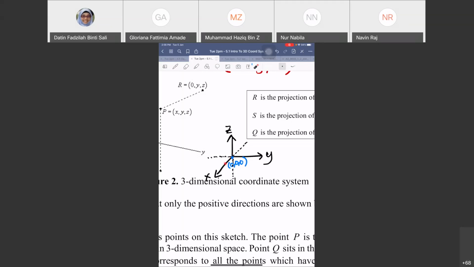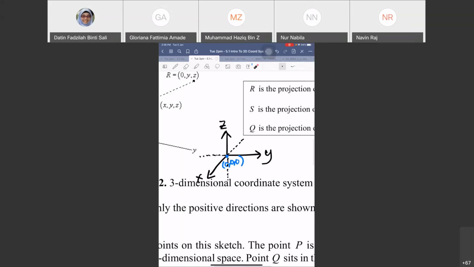When it comes to the three-dimensional axes, this x is coming towards you. So the negative x-axis is going behind the whiteboard. When we have a point in three-dimensional space, that point is actually hanging in space. So you have to imagine it.